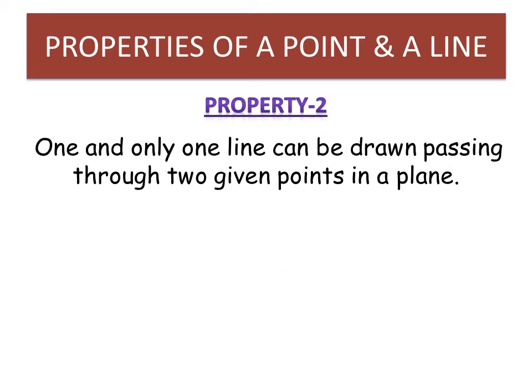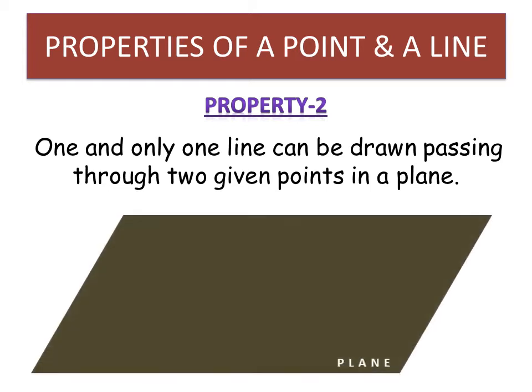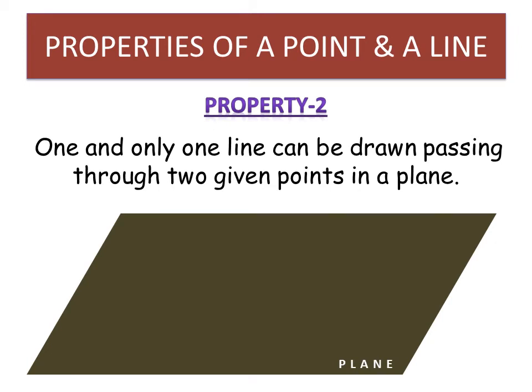Property number 2. One and only one line can be drawn passing through two given points in a plane. For example, how many lines can we draw that can pass through the two given points A and B? We can draw only one such line.